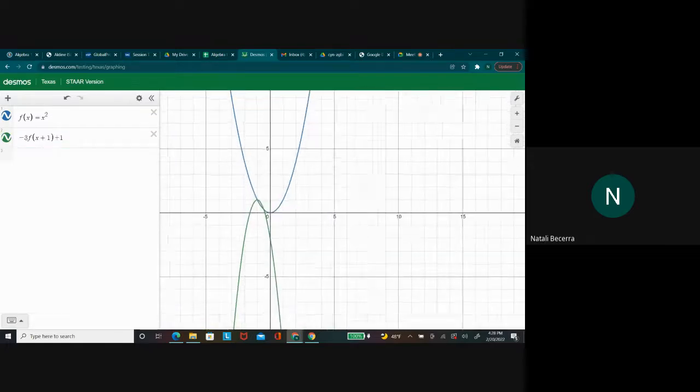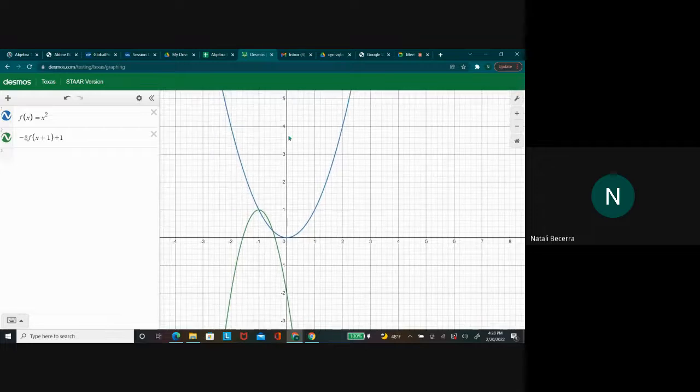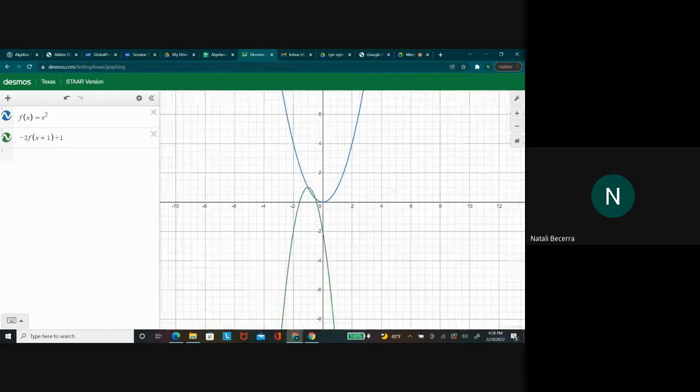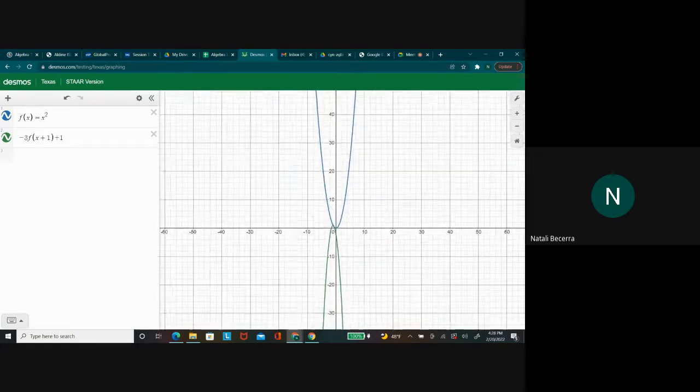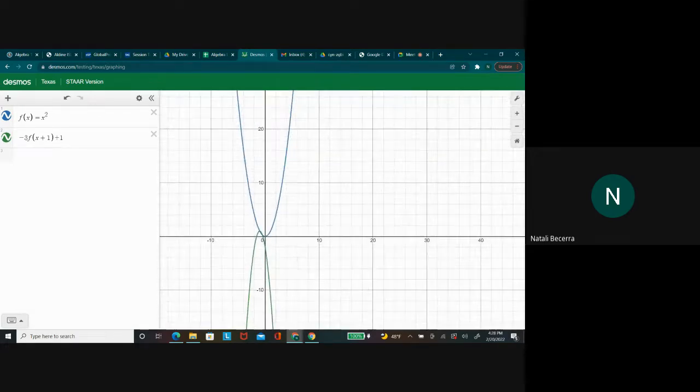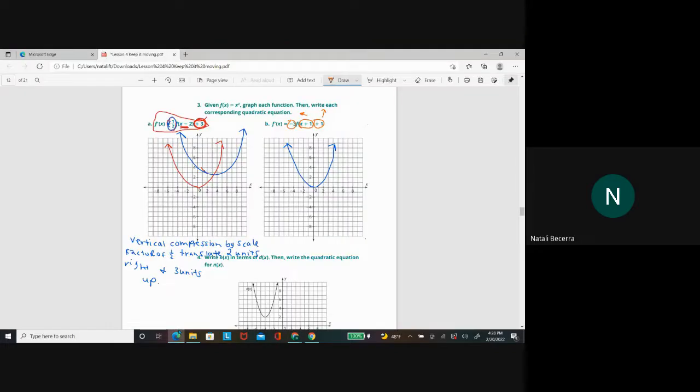You can see that it was a reflection. It moved to the left 1 unit, and it moved 1 unit up. And also it got scaled skinnier. The graph got thinner, right? Because it was a vertical stretch. So the graph got skinnier. So let's go right here and let's go ahead and graph that. So it went one to the left, up one, and then it got skinnier. So something like this, right?